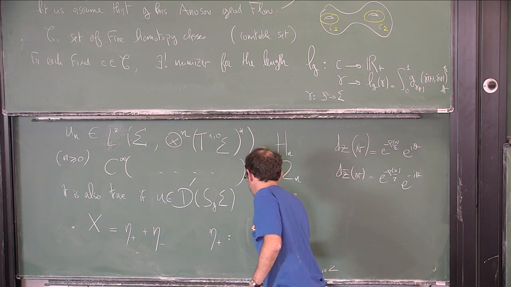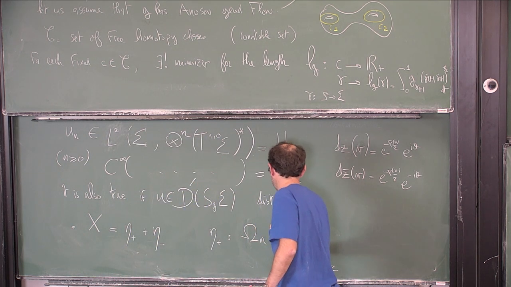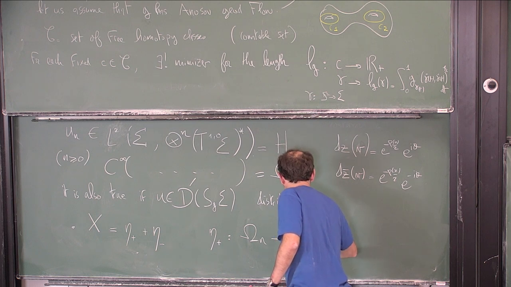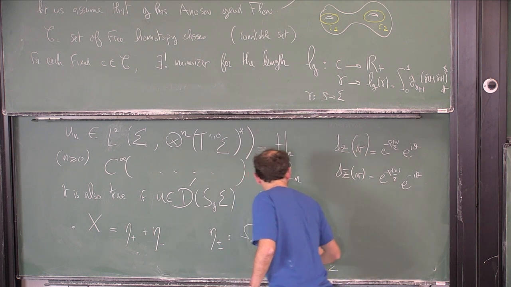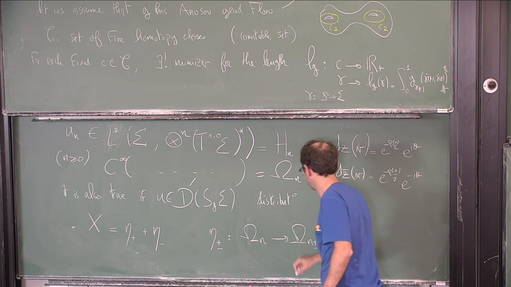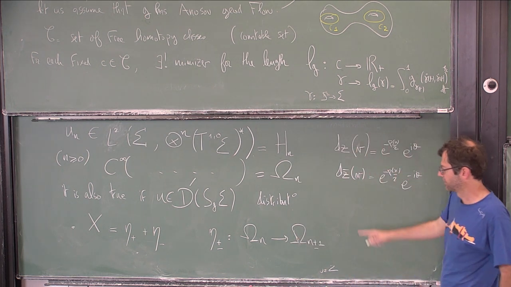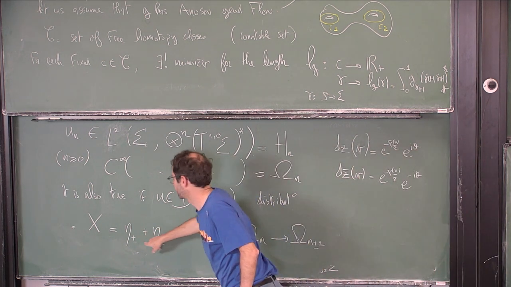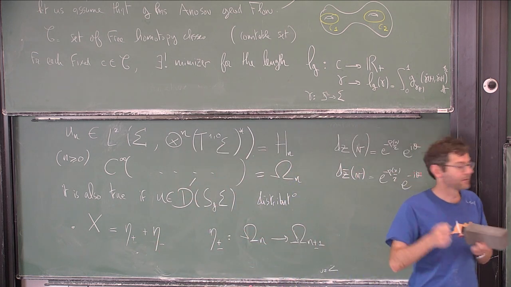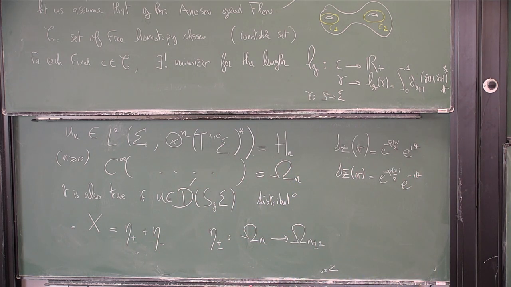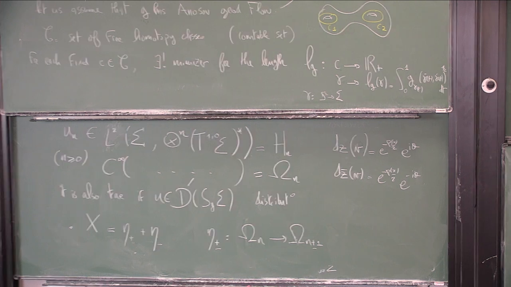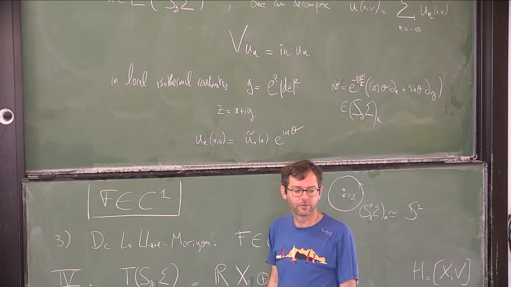So eta plus turns out to map omega n to omega n plus 1, and eta minus to omega n minus 1. It means the vector flow can be decomposed into two parts. One is raising this Fourier mode by 1 and one is decreasing by 1. They're really like these ladder operators for SL2.